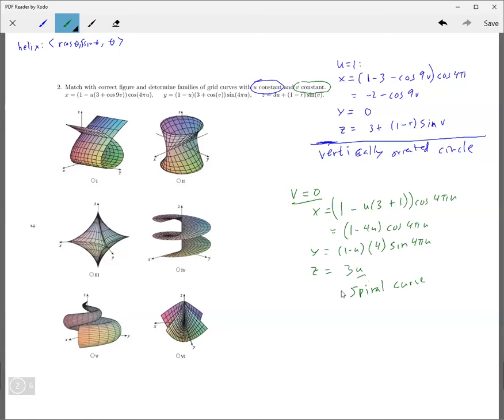Okay, so spiral curves and vertically oriented circles. Which one of these is it going to be? A, B, C, D, E, or F? E. I'm gonna say E. Or that one. It was the cornucopia.